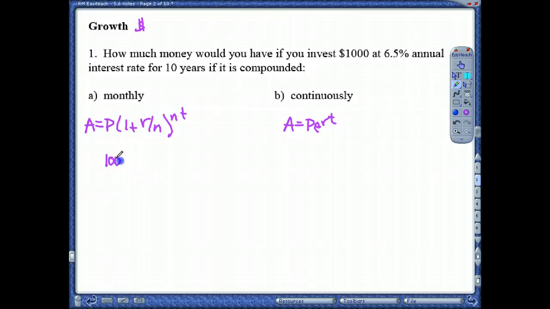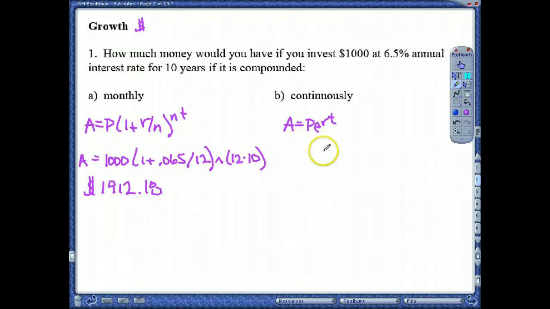P is 1,000. Your r is 6.5%, so that's 0.065, divided by your monthly compounded, so that's 12 times a year. And then when you take it to the power, you're going to have to put that in parentheses. So 12 times the time, which is 10. So this one's going to be a pretty easy problem because you want to find out what A is equal to. So A is already solved for. You just plug it in your calculator. This is one of the few times we will be rounding to the hundredths only.